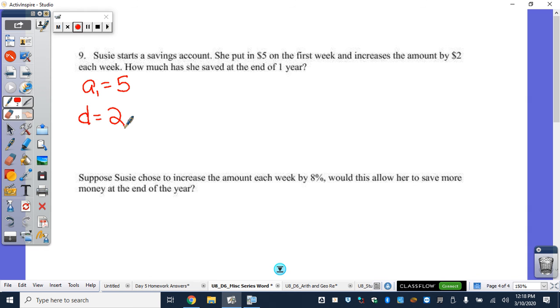And then our N would be what? 52. Because they're talking about weeks. They tried to throw you off by saying 1 year. But they want to know at the end of 1 year, which is 52 weeks. So in order to do our summation formula, what's the one other thing we need to know? Yeah, we need to know that last one. Since it's arithmetic, we need to know how much she has deposited on that 52nd week. So first term plus common difference times 52 minus 1.